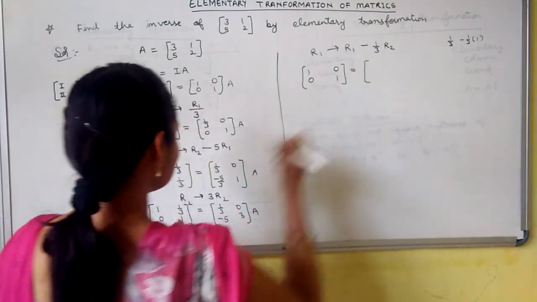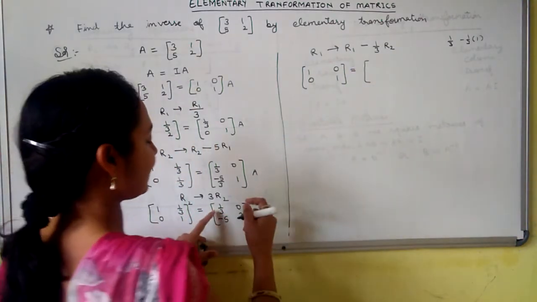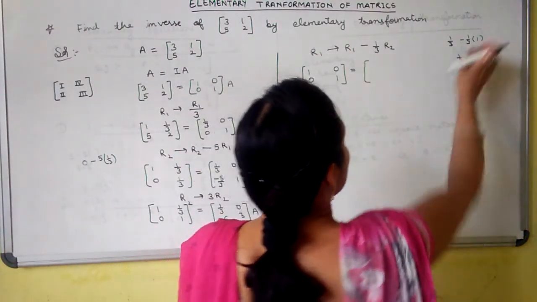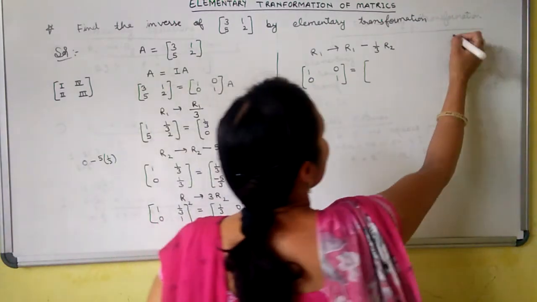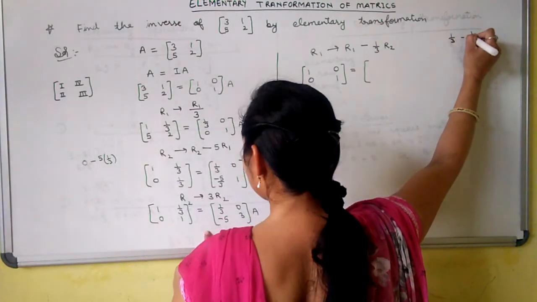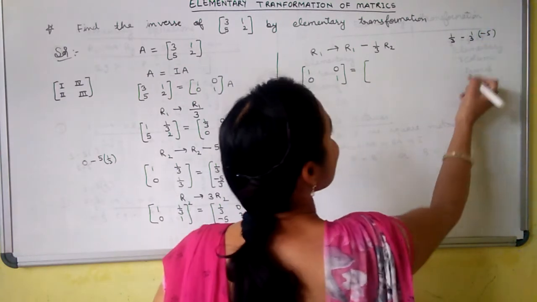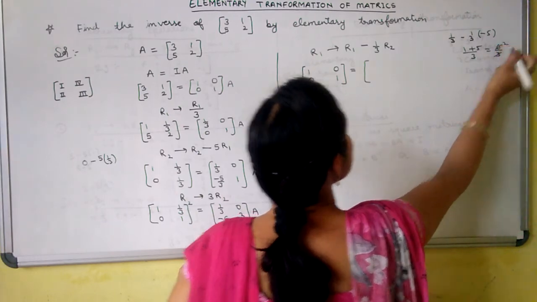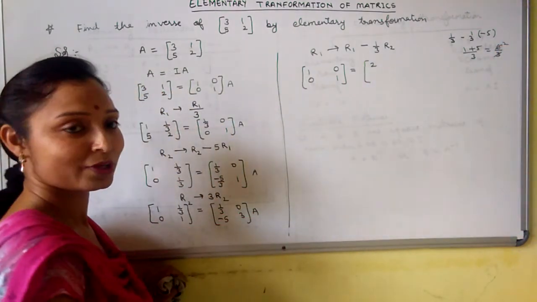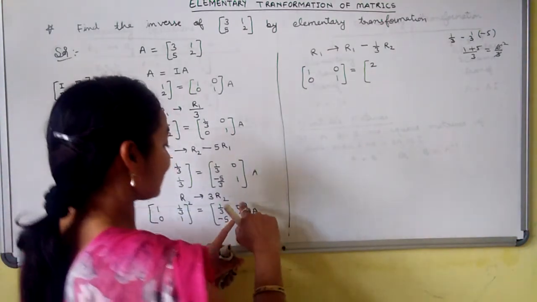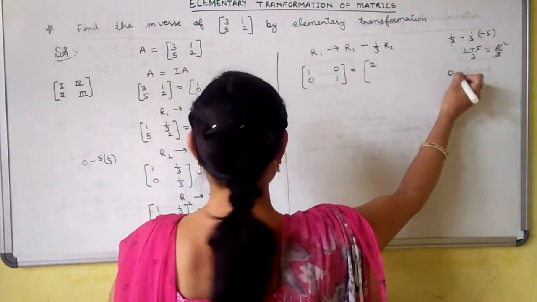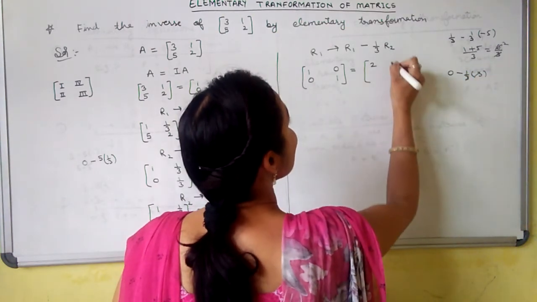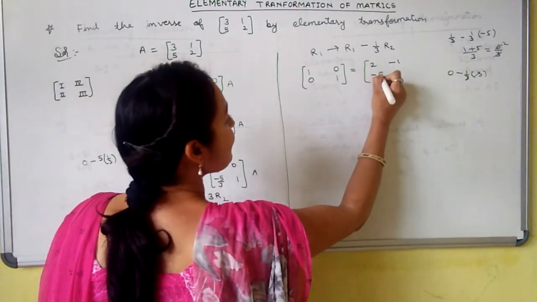Now come to the right hand side. R1 is 1 by 3, R1 minus 1 by 3 times minus 5. This is 1 plus 5 upon 3, that is 6 by 3. After cancellation we get 2. The last element: R1 is 0 minus 1 by 3 into 3. Both are cancelled and we get minus 1.